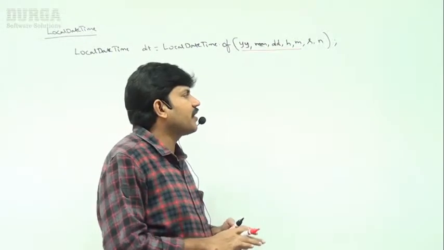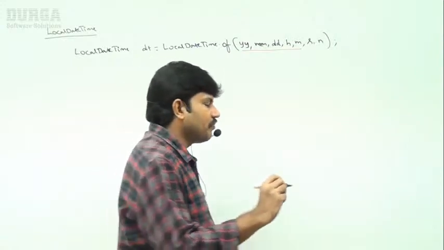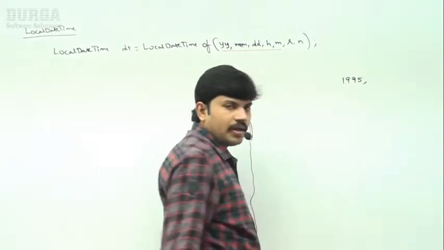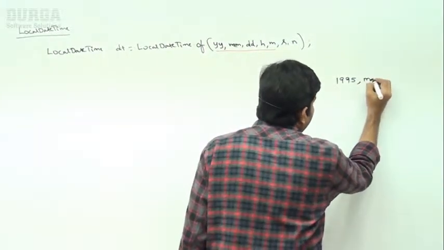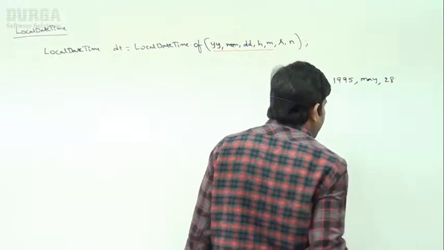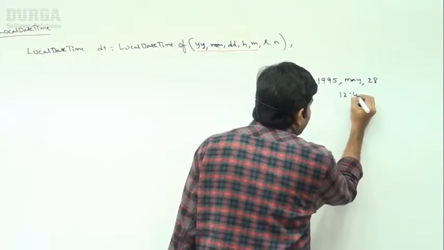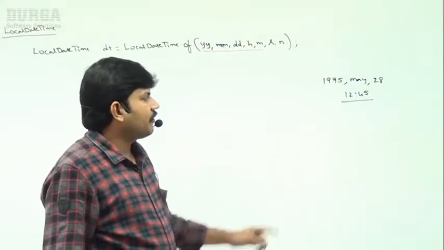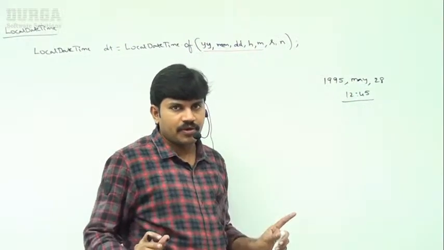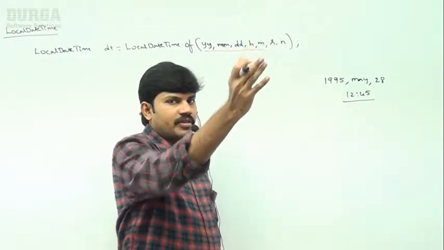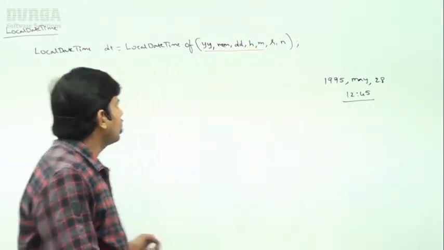Okay. Suppose my requirement is I want to represent 1995, May month, 28th day, 12:45. Are you getting it? 12:45 I want to represent. This is my requirement. Can you please create a LocalDateTime object for this? LocalDateTime object? Yes.